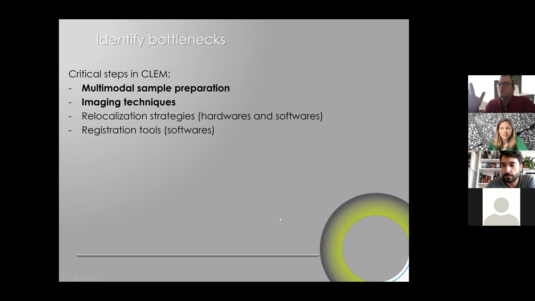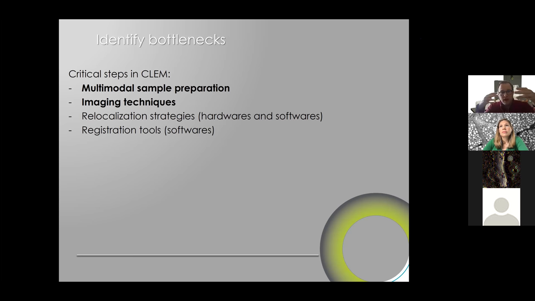In correlative microscopy, there are a few bottlenecks, and I'm sure you're all well aware of them, but the critical steps are in multimodal sample preparation. If we want to do correlative light and electron microscopy, the purpose of the resin today, we need to have something which will be compatible both with light microscopy and electron microscopy.